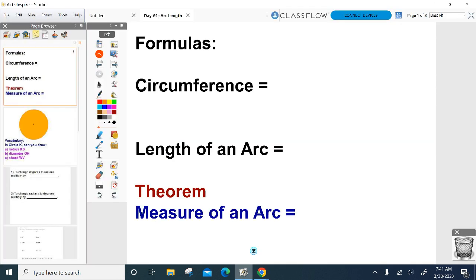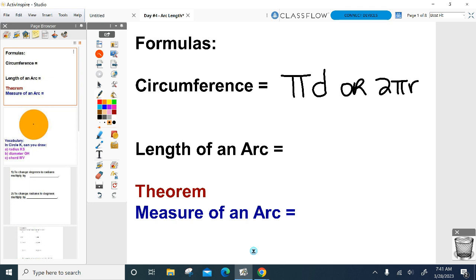Circumference formula: pi d. What does that d stand for again? Diameter length. Good. So pi times the diameter, or we went over if anybody uses 2 pi r, r is the radius length.